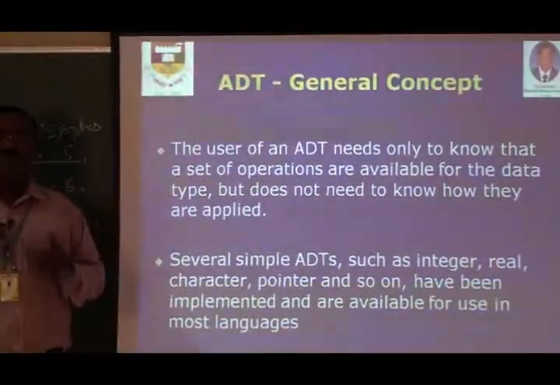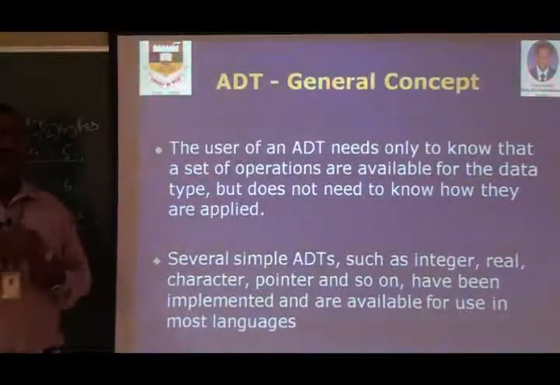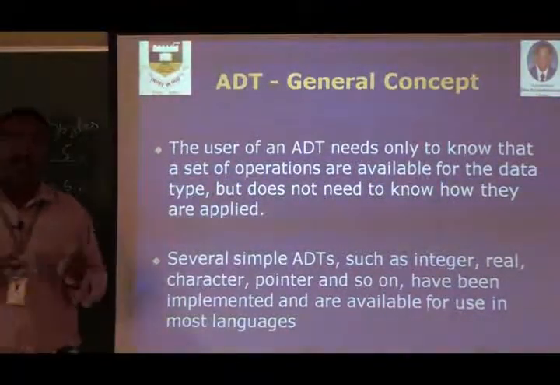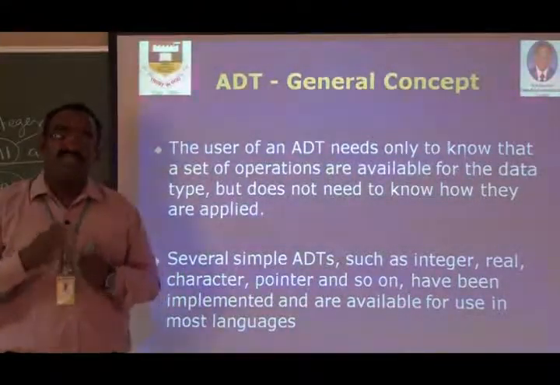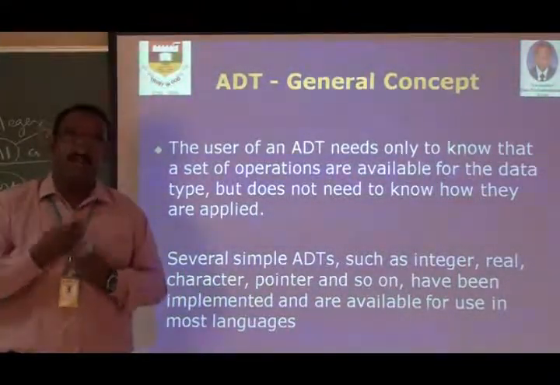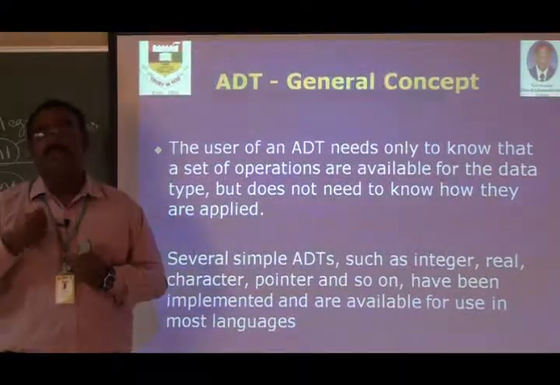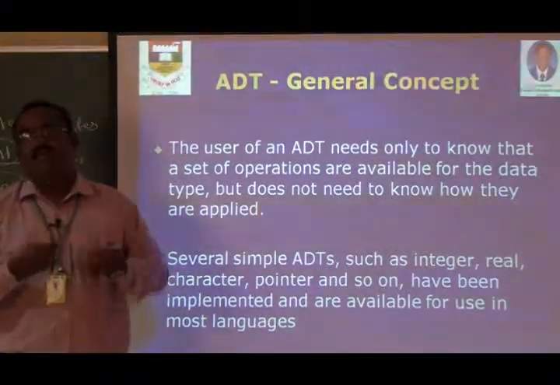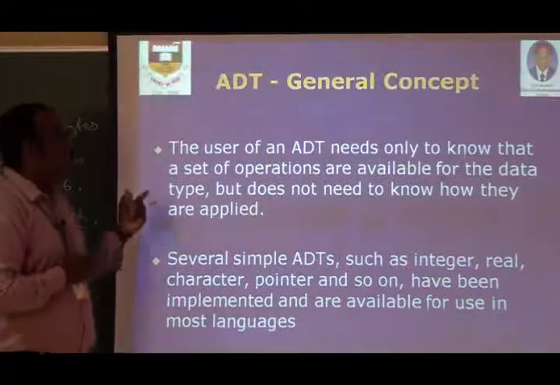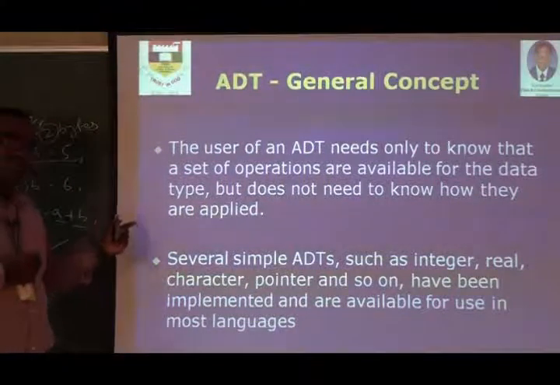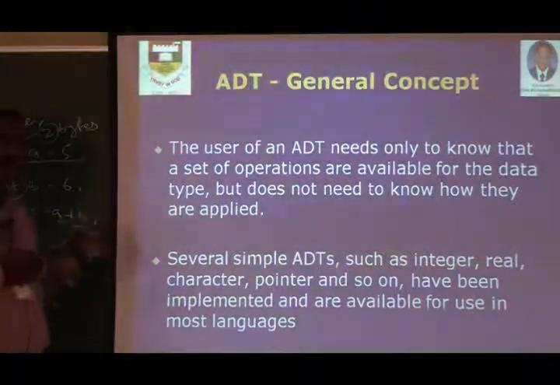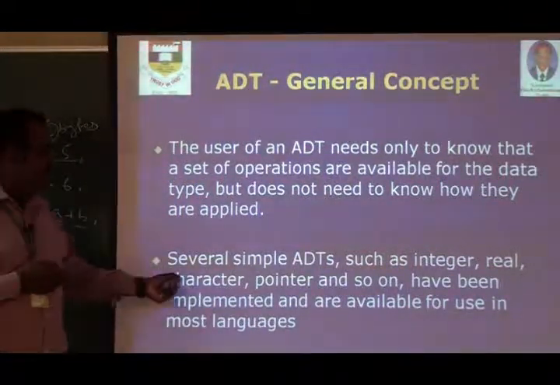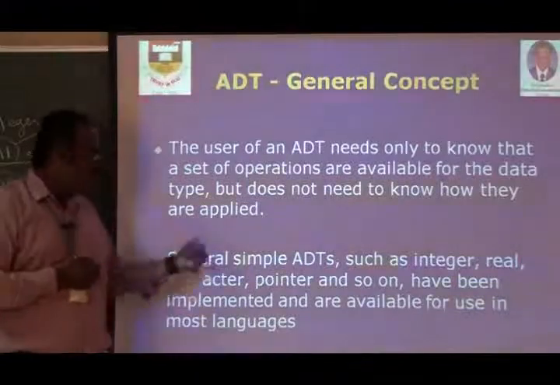I don't know how this addition is performed. That is called an ADT. The user doesn't know about the implementation, only the set of operations. The mathematical abstraction is given by the ADT and you can execute various manipulations provided by the ADT. There are several simple ADTs: integer, real value, boolean, character, pointer, and we use everything on these very simple ADTs.